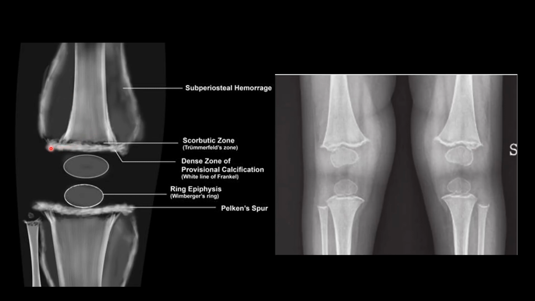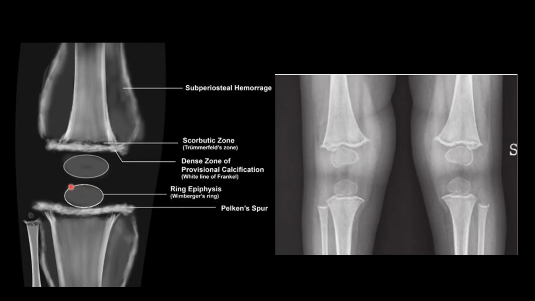What we see, the findings in radiology are, there is this white line of Frankel. You see the white line, that is a dense zone of provisional calcification. Just adjacent to it, towards the shaft, we see this lucent or black line, which is called the scorbutic zone or the Trümmerfeld zone. This white line, if it extends to the corner, then it is called Pelkan spur. So that is the Pelkan spur at the metaphysis. So these are all metaphysis findings.